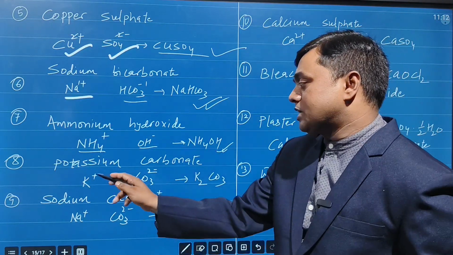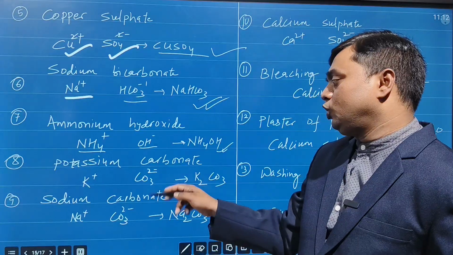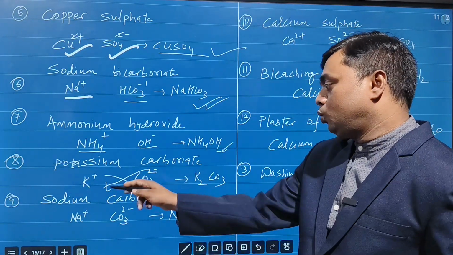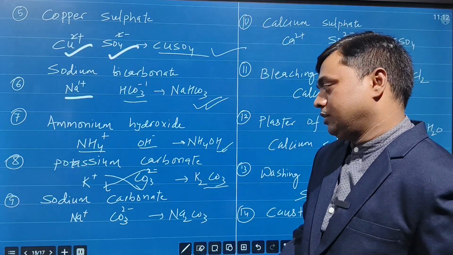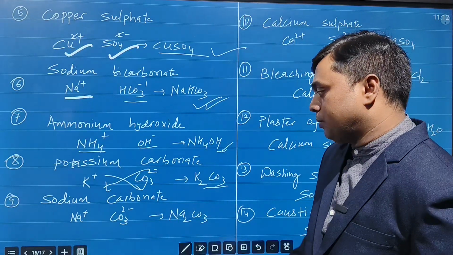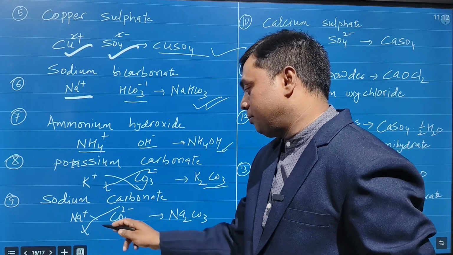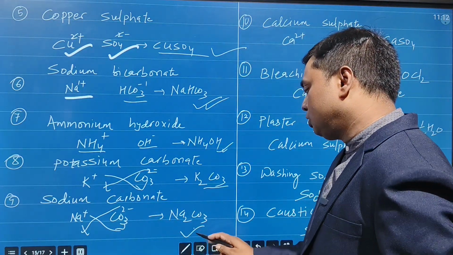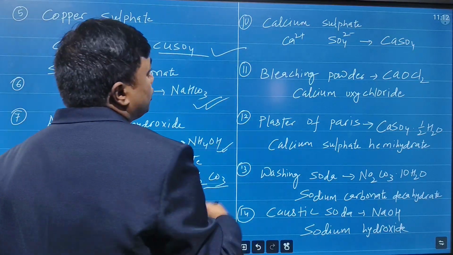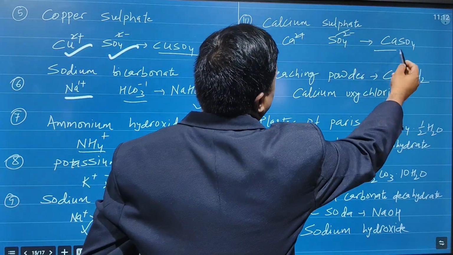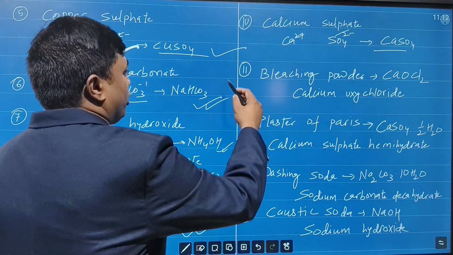Potassium carbonate: potassium K+, carbonate CO3 2-. So 2 will move here and 1 will come here, so K2CO3. Sodium carbonate: Na+, CO3 2-. So 2 will move here, 1 will come here, so Na2CO3. Important, this one. Calcium sulfate: Ca2+, SO4 2-. Plus 2, minus 2 get cancelled, so CaSO4.